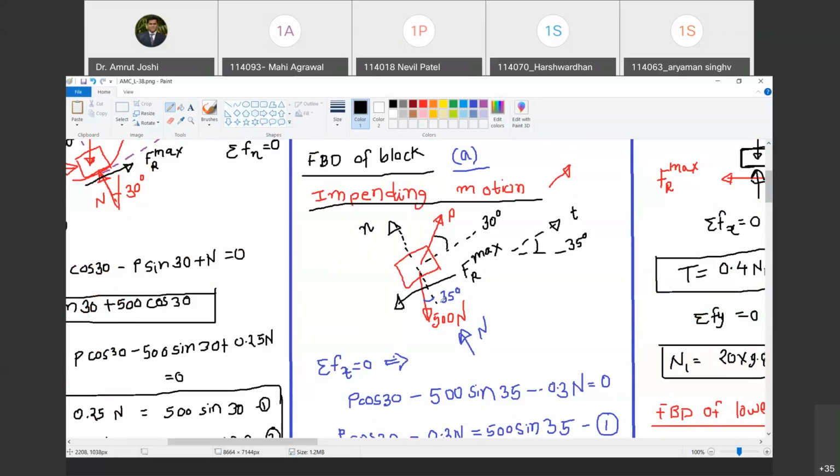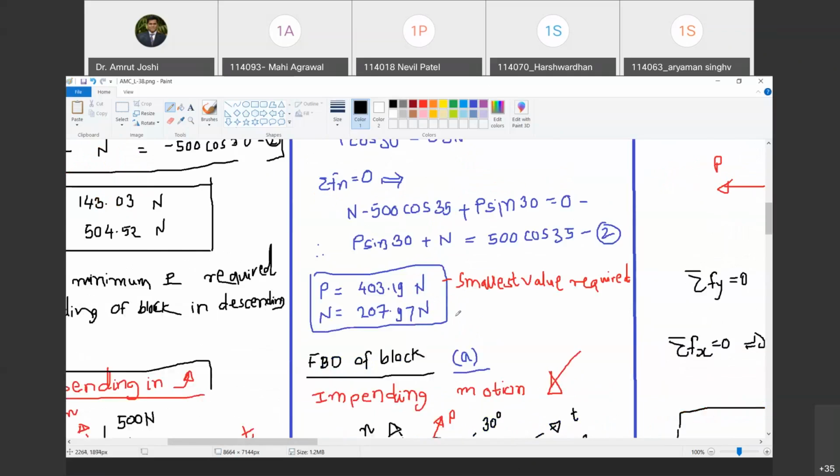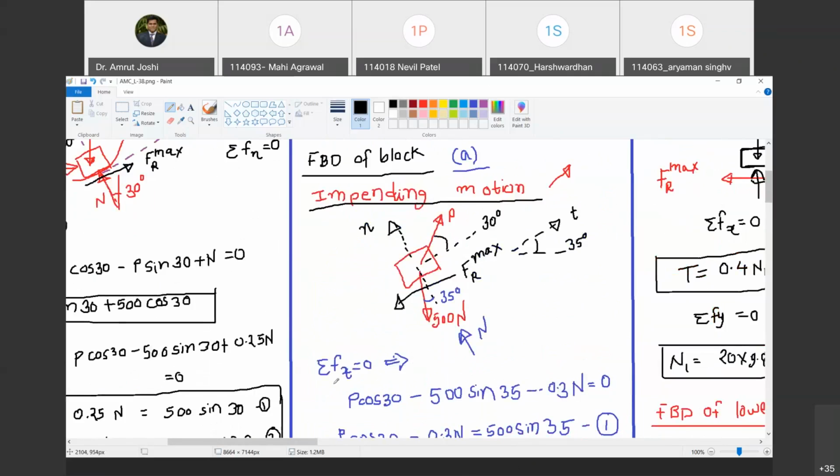Happy? Yes, sir. So this is the crux of the problem. You should be able to identify correctly the angles made by various forces with reference to the normal and tangential directions. Are you with me? Yes, sir. Okay. Now let us write down summation of all the forces in the tangential direction equal to 0.